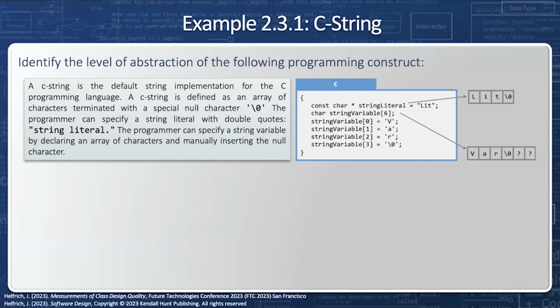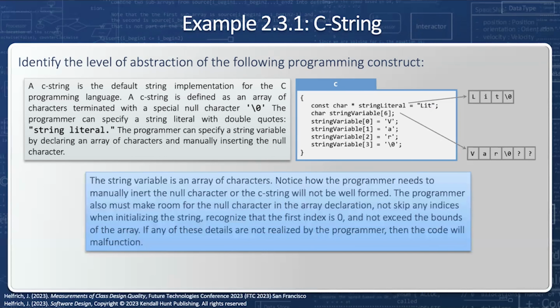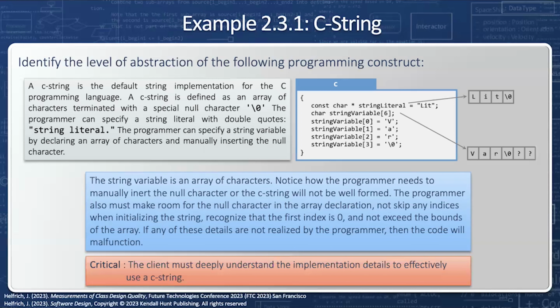What is the level of abstraction of this C string? Now, the string variable is an array of characters. Notice how the programmer needs to manually insert the null character, or the C string will not be well formed. The programmer also needs to make room for the null character in the array declaration, not skip any indices when initializing the string, and recognize that the first index is 0, and not exceed the bounds of the array. If any of these details are not realized by the programmer, then the code will malfunction. And this is an example of critical abstraction. The client must deeply understand the implementation details to effectively use a C string.